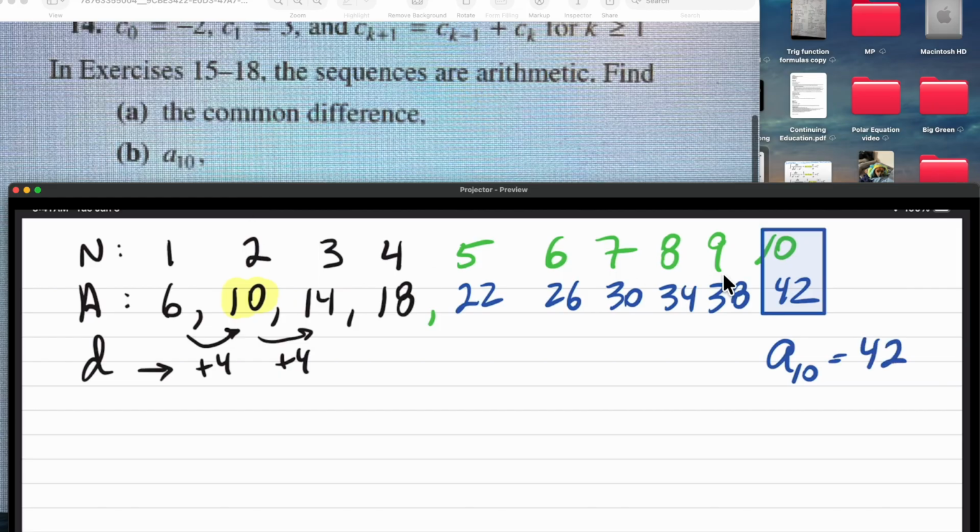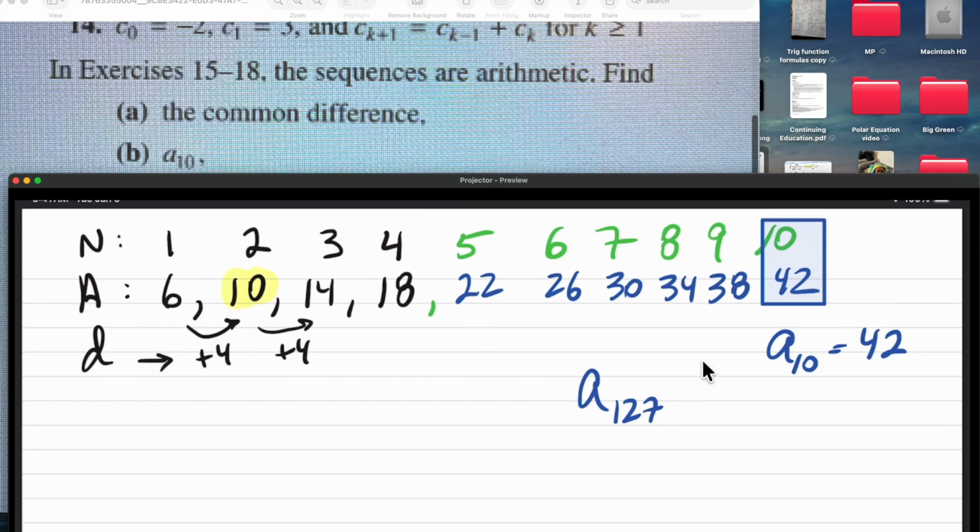But this is not an elegant way of doing it. What if they wanted the value at position 127? So we have to have some sort of formula, some sort of computation to get the value at any given n value. Okay, the a value at any given n value, the value of the sequence at any position n. Okay, so let's talk about how we got to 42.